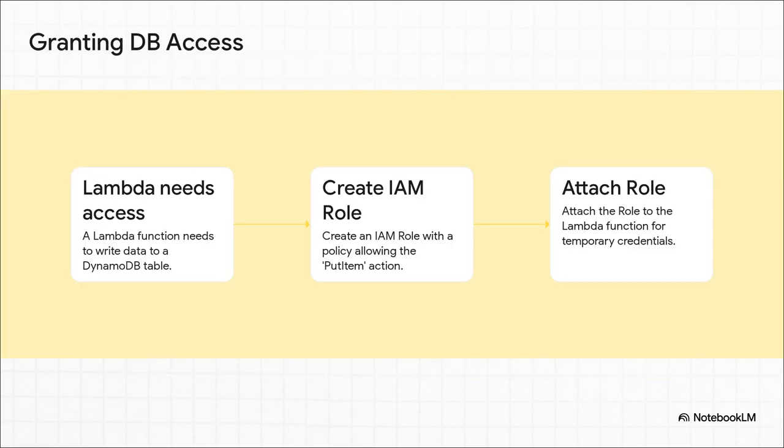Let's make this real. Imagine you have a little bit of code, a Lambda function, and its job is to write some data into a DynamoDB database. Now, you're not going to hard code a password in your code, right? No way. Instead, you create an IAM role. You attach a policy to that role that says, hey, you are allowed to do one thing, the PutItem action on this specific database table. Then you just attach that role to your Lambda function, and boom. It now has secure, temporary permission to do its job, and only its job.